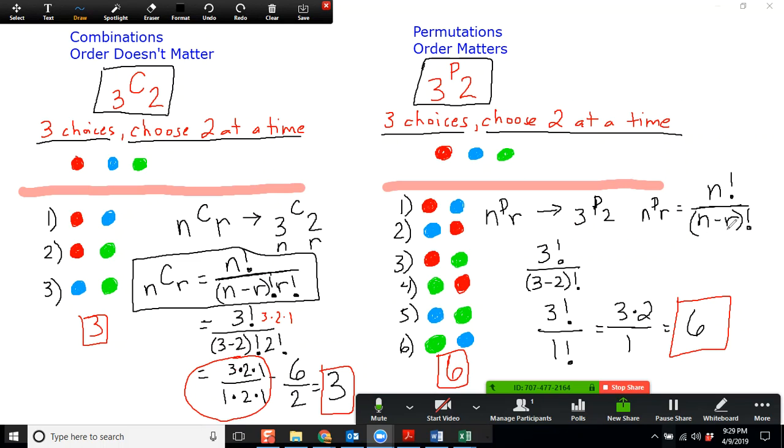Formula-wise, you'll notice there's one thing missing. There is no other R factorial on the bottom. And that's what allows us to have more possibilities with permutations. And by plugging in these numbers, you can see again the exclamation point means you multiply by everything smaller. I guess I should put a 1 here. 3 times 2 times 1 is 3 factorial, 1 factorial. There's no number smaller than 1 because 0 is not an option for factorial. So it's just 3 times 2 times 1 divided by 1. You get the same number, 6. And those are permutations.